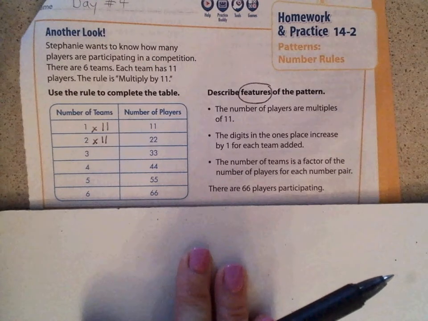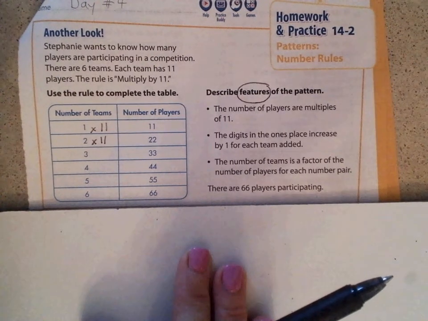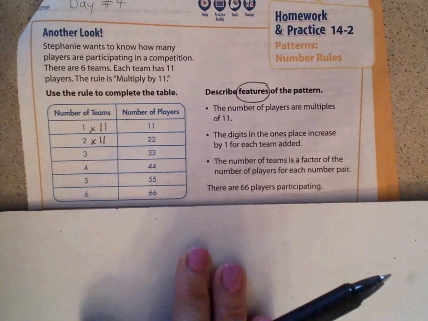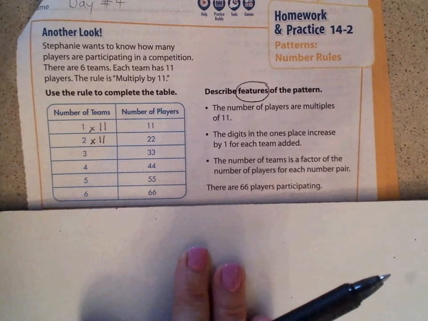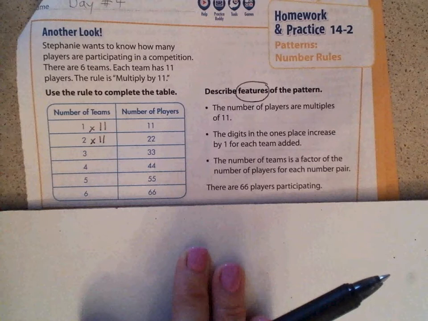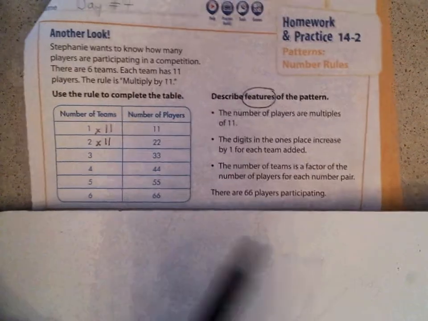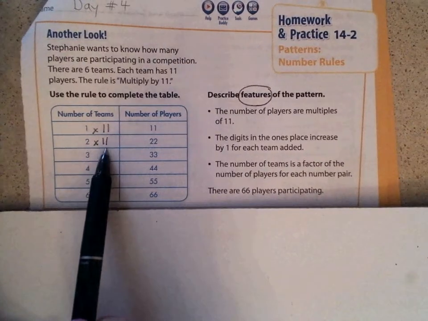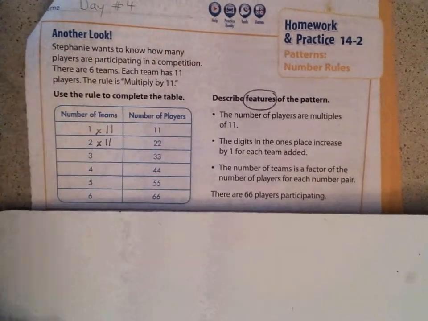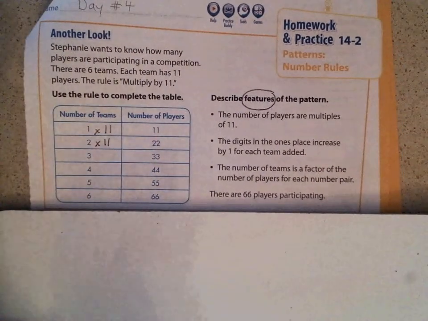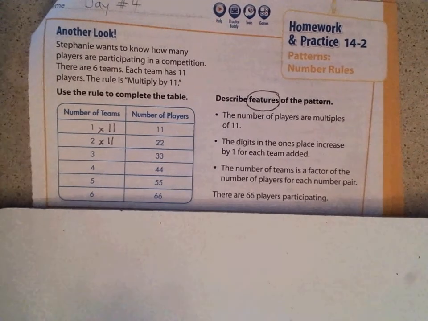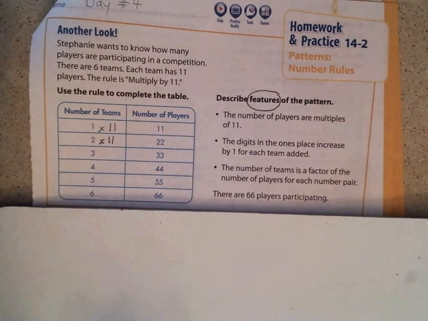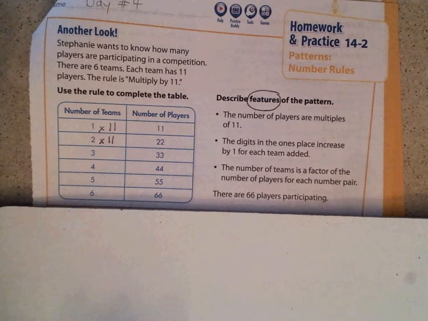It says, Stephanie wants to know how many players are participating in a competition. There are 6 teams. Each team has 11 players. The rule is multiply by 11. Use the rule to complete the table. So with the rule, you just have to take all the number of teams and multiply by 11 to get the number of players. So 1 times 11 is 11, 2 times 11 is 22, etc. All the way down to 6 times 11 is 66.